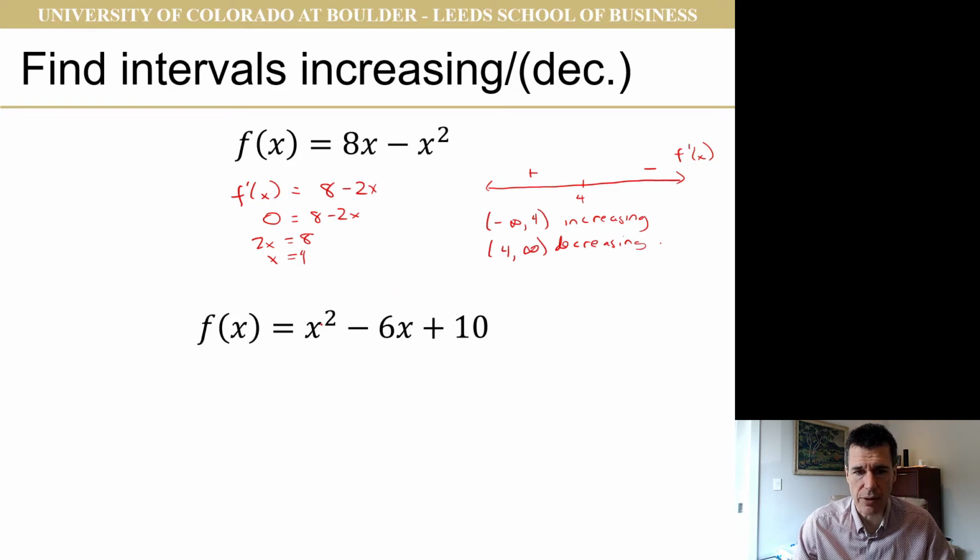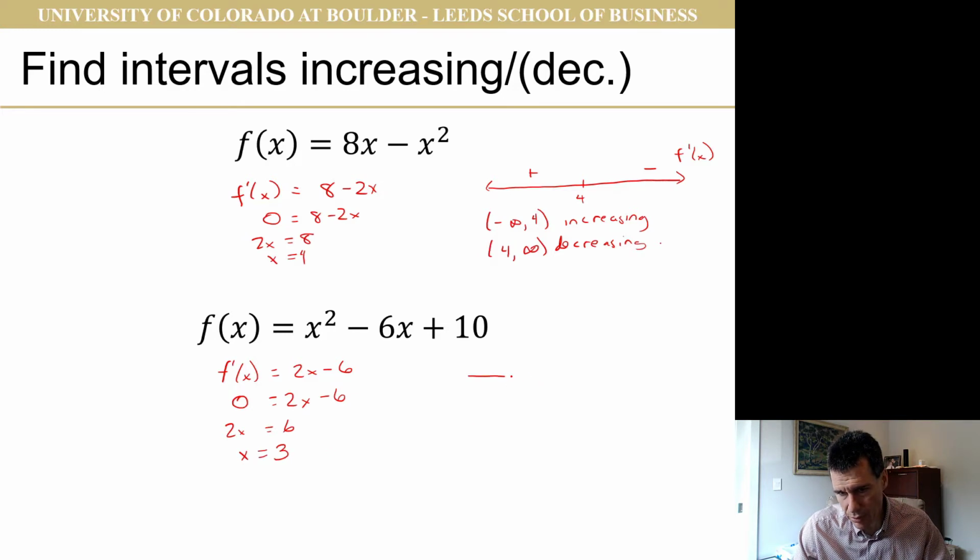Let's look at another function. f of x equals x squared minus 6x plus 10. We do the same thing. We take the derivative, f prime of x equals 2x minus 6. We say to ourselves, when can this derivative change signs? Either when it's 0 or it's not defined. It's defined everywhere, so we'll figure out when it's equal to 0. So 0 equals 2x minus 6. So 2x equals 6. x equals 3.